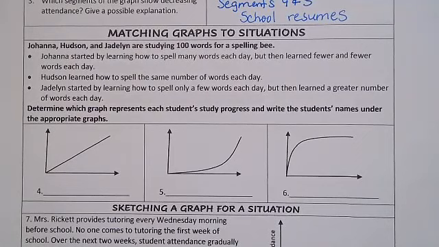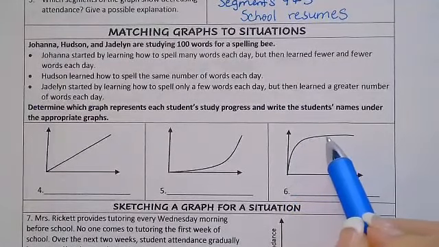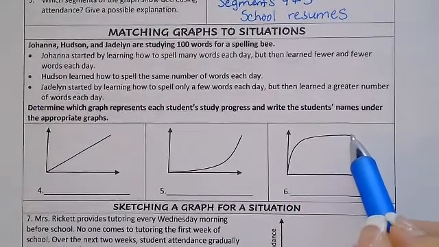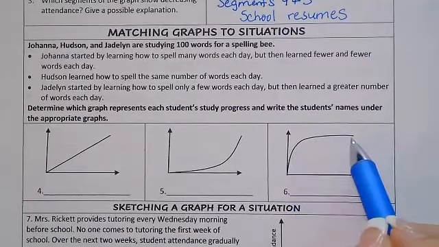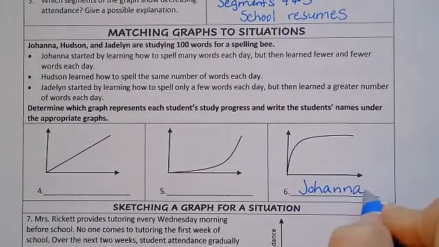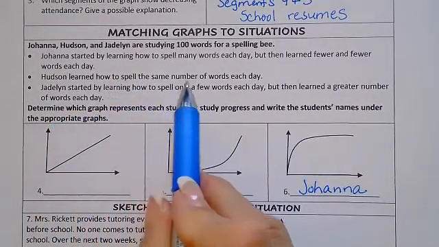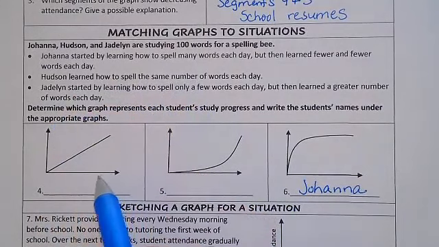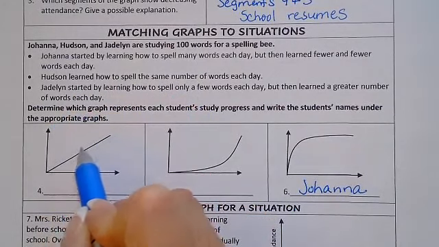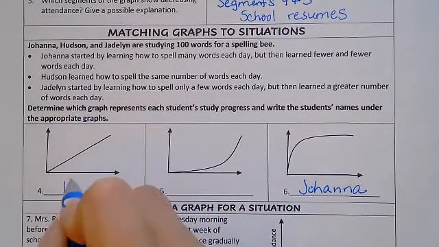Okay, so Johanna started by learning how to spell many words and then learned fewer and fewer. So this graph shows a sharp increase in the number of words, and then it tapers off to show fewer and fewer. So this is the graph that is representing Johanna. Hudson learned how to spell the same number of words each day. So that shows a constant rate of change. So graph A, or number 4 right here, shows a constant rate of change. So this is Hudson.